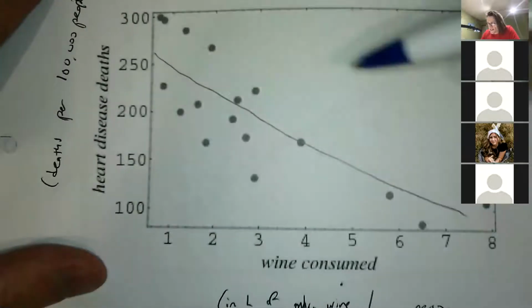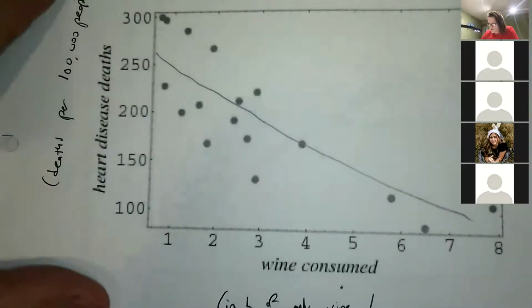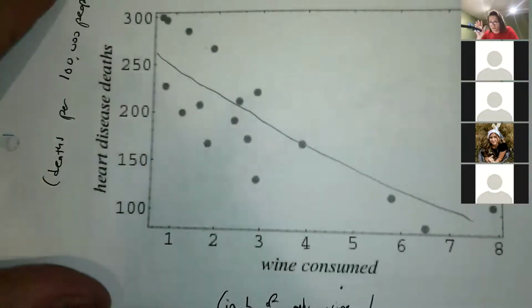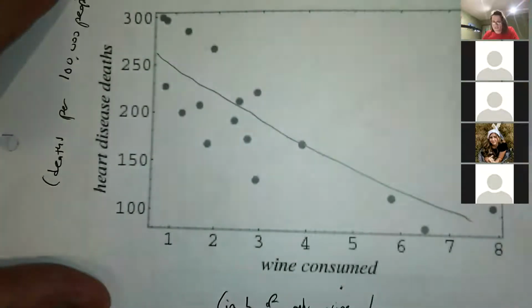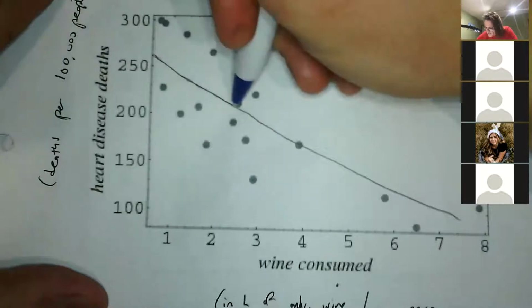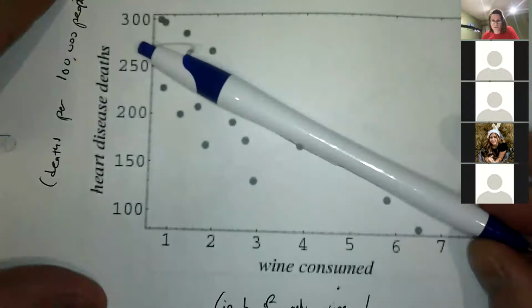Just because this happens doesn't necessarily mean that drinking more wine causes you to be heart healthy. It's just saying there might be a relationship between them that we can look further into. But anyway, you have these dots, and what you do is you say, oh, I can draw this line through them, right? And it kind of fits that trend.